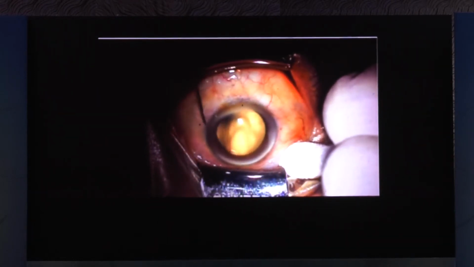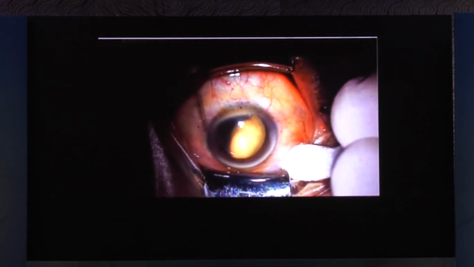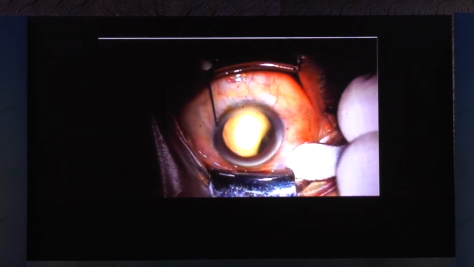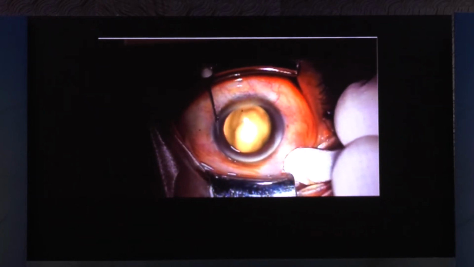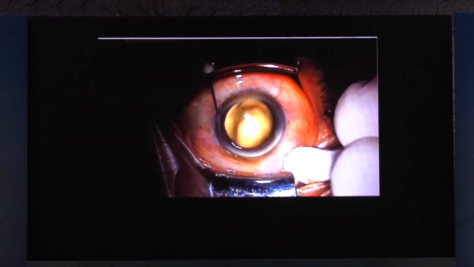If after the injection you feel that the globe is tense, then you can do a paracentesis with a 26 gauge needle, or maybe with an insulin needle with the plunger out.